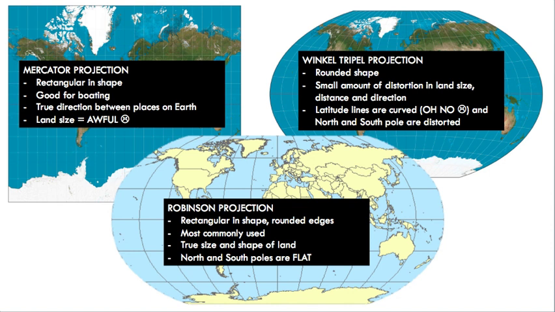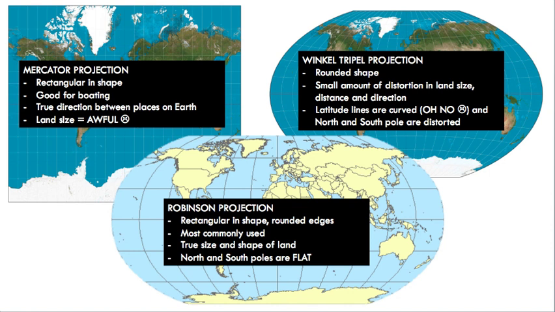The Robinson projection is in the center, and that one's our rectangular shape with the rounded edges. Most commonly used map projection. The best thing about this projection is that it's true to size and shape of the land, and the north and south poles are flat. So that's what we have to keep in mind when we're using this one.